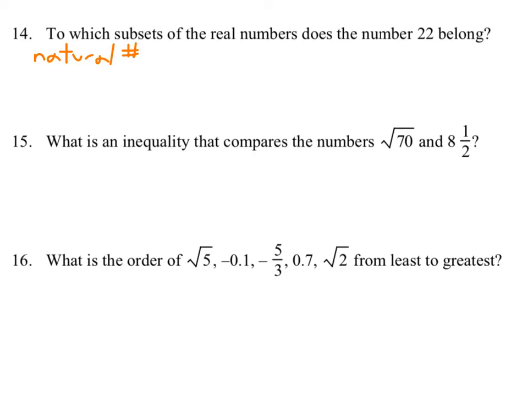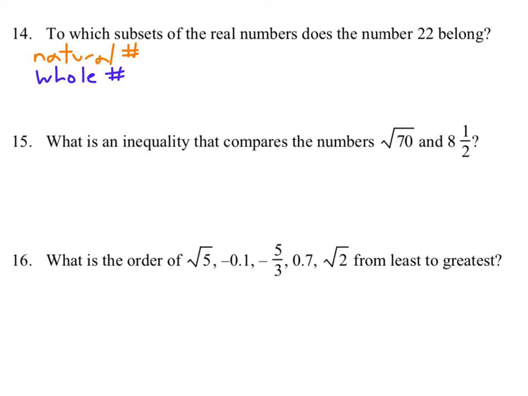But whole numbers are just the natural numbers plus zero. So it's also a part of the whole number group, because if we start at zero and go up by 1, 0, 1, 2, 3, 4, you're going to get to 22 in there as well.